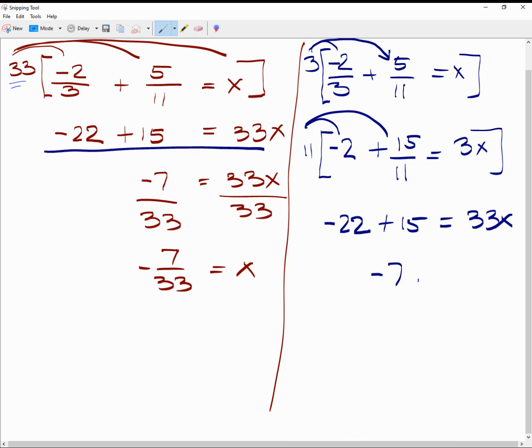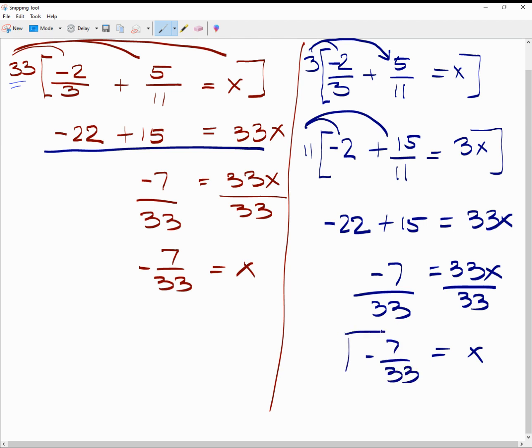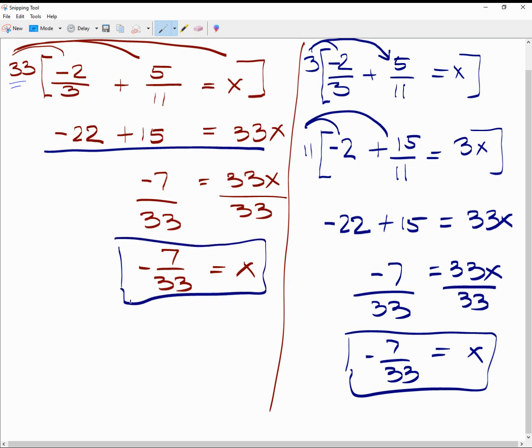So negative 7 equals 33x, divided by 33, you have that. Therefore, x equals negative 7 over 33. If you notice, they have the same answer. The second solution is a little bit longer, but it's okay because it's still just as easy, right?